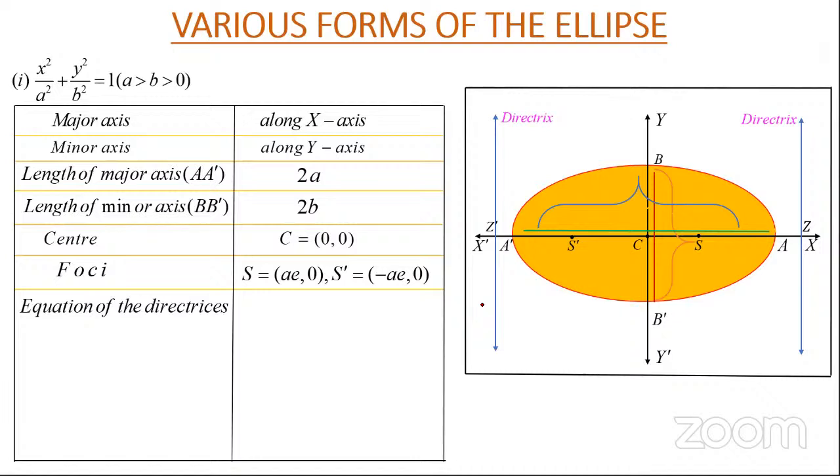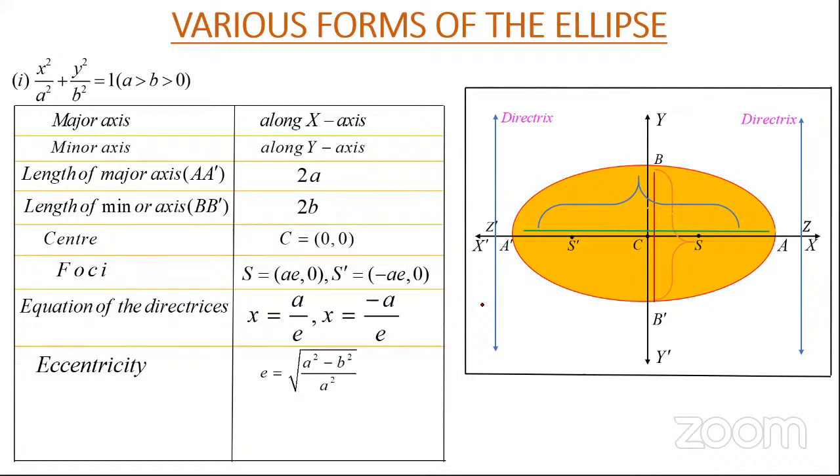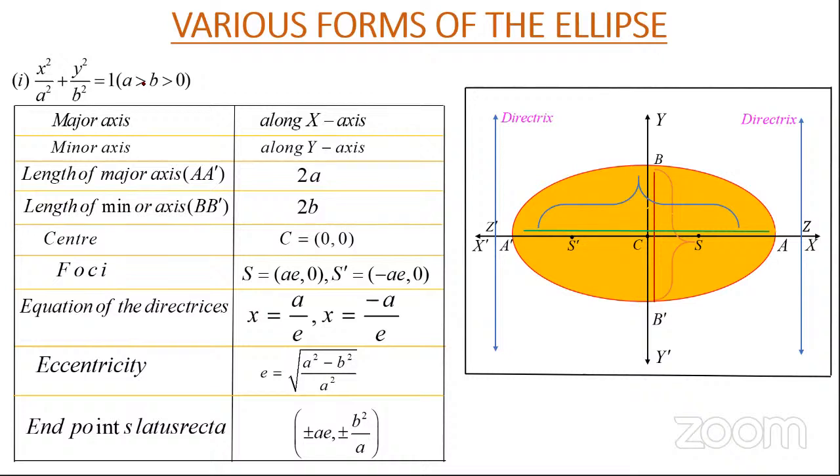The equation of the directrix is x equal to plus or minus a by e. Eccentricity is e equal to root of a square minus b square by a square. The end points of the latus rectum are plus or minus a comma plus or minus b square by a. What is the condition here? If a is greater than b is greater than 0, then we get these formulas.